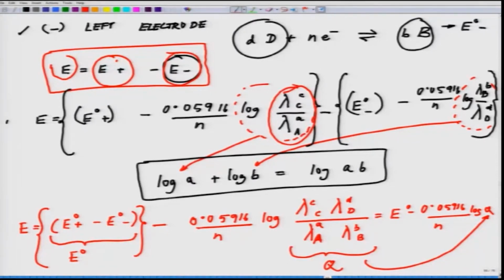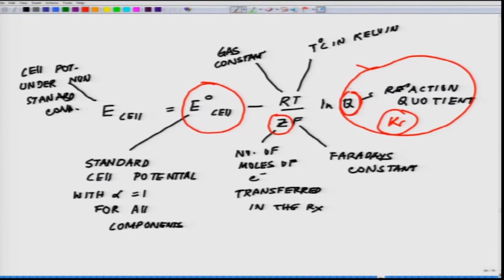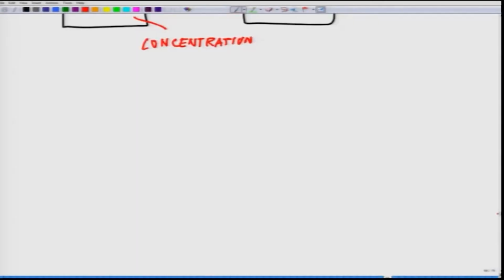If you vary the concentration, the numerator and denominator automatically change. By varying the concentration, you can actually allow the current to flow. These kinds of cells are called concentration cells. So today we are going to talk about concentration cells.